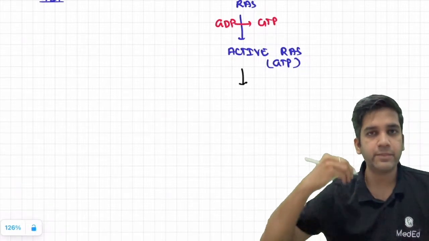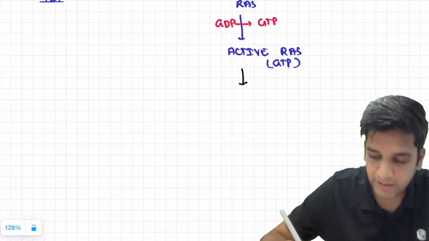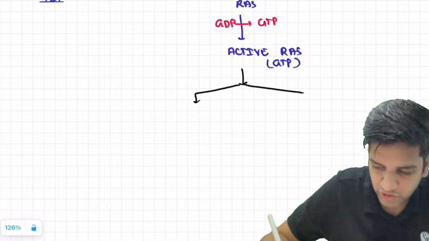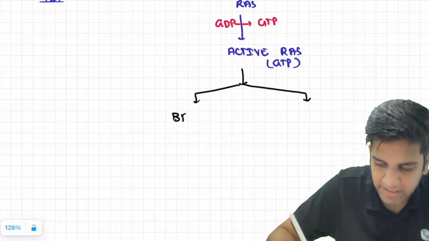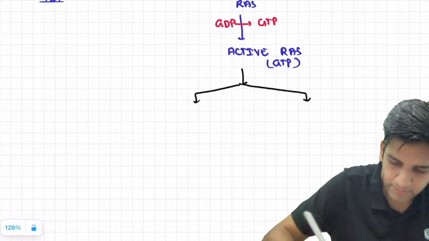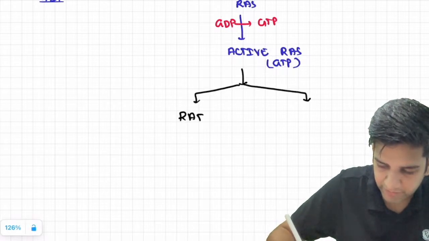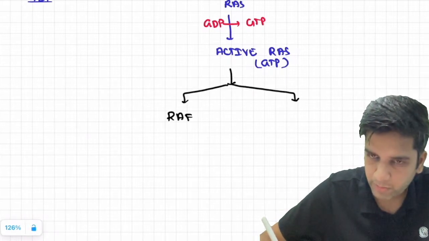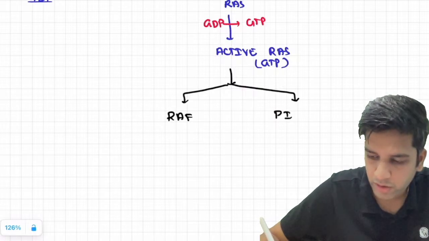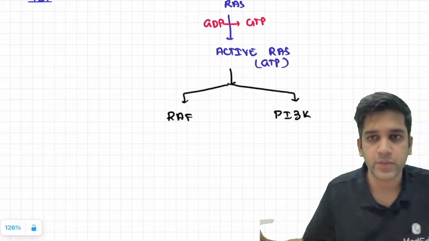So once RAS becomes activated, this will activate two downstream pathways. We call them the BRAF or RAF pathway. Then we have one more thing called the phosphoinositol triphosphate kinase pathway.